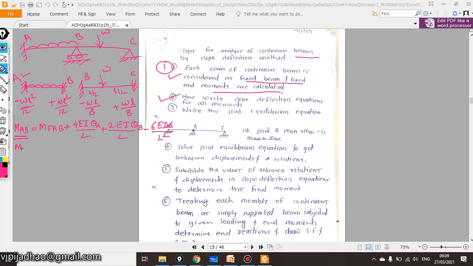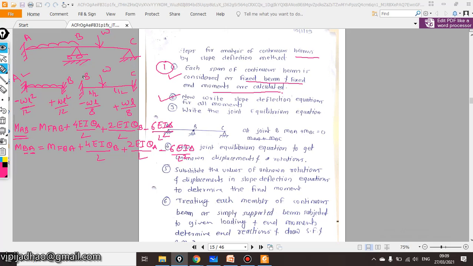Now for span BA, MBA will be equal to the fixed end moment MFBA plus 4EI theta of near end. For span BA, the near end is B, therefore theta B divided by L, plus twice EI theta of far end. For this span BA, the far end is A, therefore theta A divided by L, minus 6EI delta upon L square.